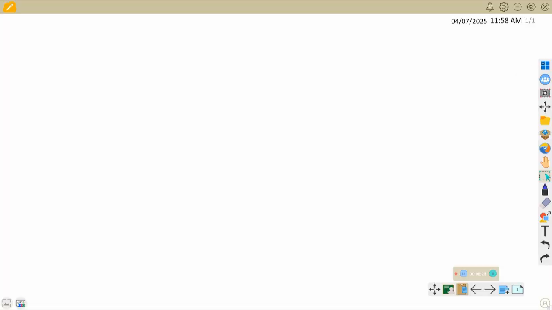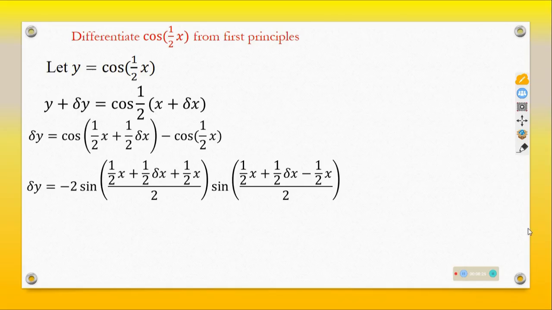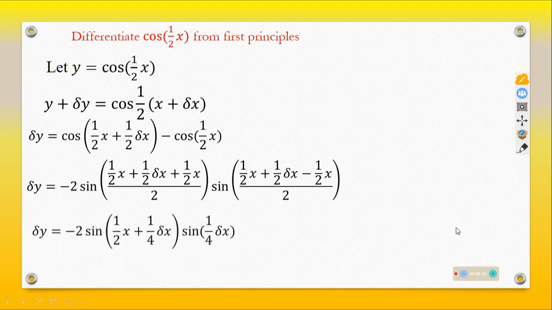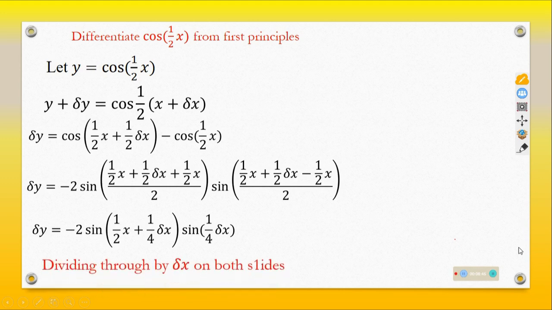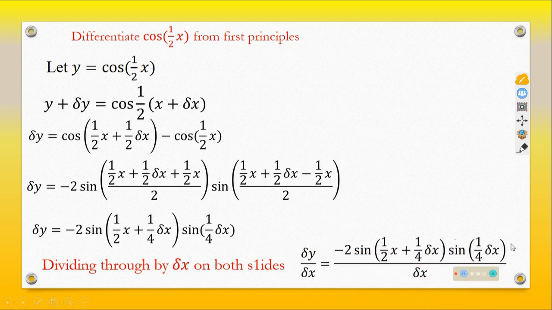So when we try to simplify that, we shall be able to obtain delta y, which is equal to minus 2 sine of a half of x plus a quarter delta x, sine of a quarter of delta x. So from there, we shall have to divide through by delta x on both sides, and this will give us delta y upon delta x, which is this same expression here divided by delta x. So that is basically what we shall have.